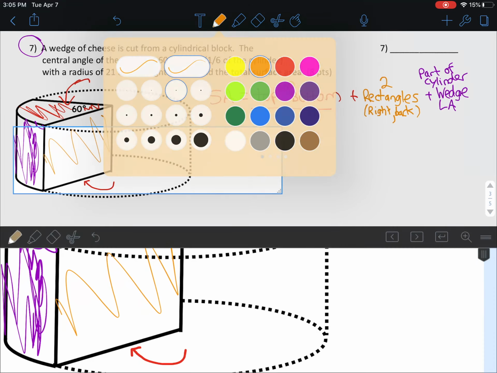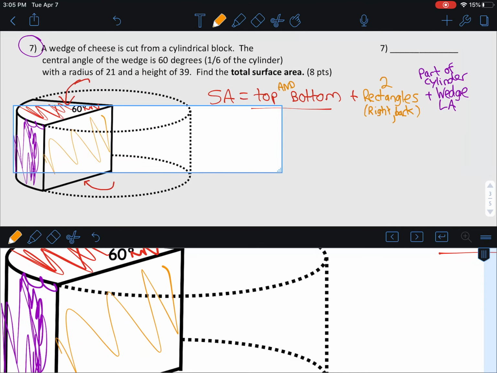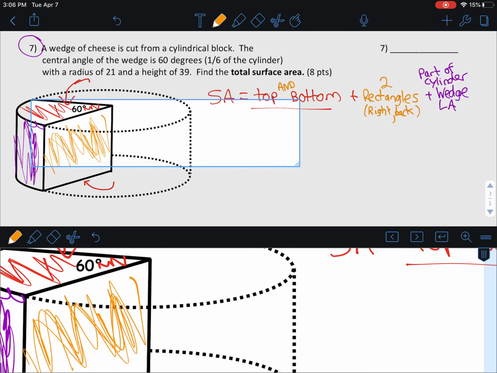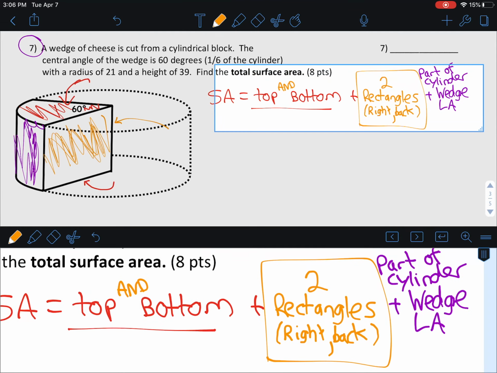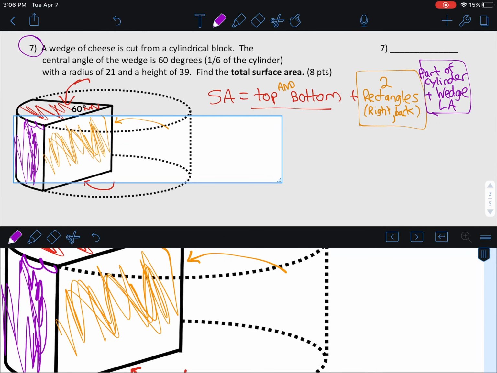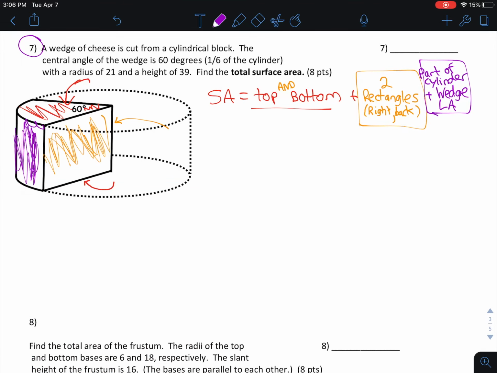Then some of you guys are forgetting the rectangles. There's an area there. You got to find this area. And you have to find the area in the back as well. So that's what this part is. 2 rectangles. There's one on the right, one in the back. And then the part of this cylinder of the wedge. So again, this is this part. So you have to find the lateral area of that, and then you add them all up.